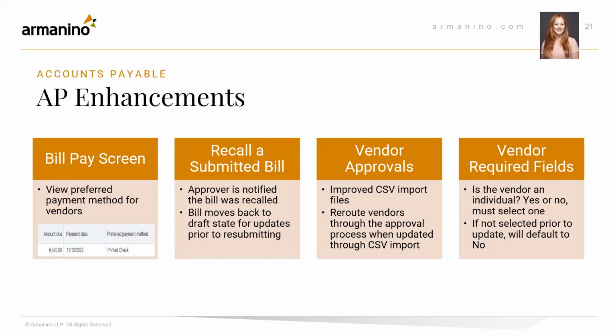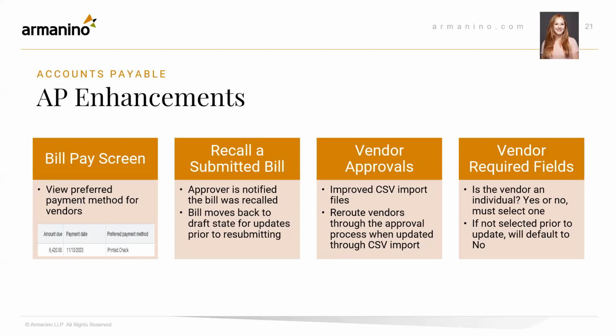And finally, in AP is an additional required field. And so the field is, is the vendor an individual? And it's a yes or no. And so this one is going to be super important. We're going to talk about 1099s a little bit later today.